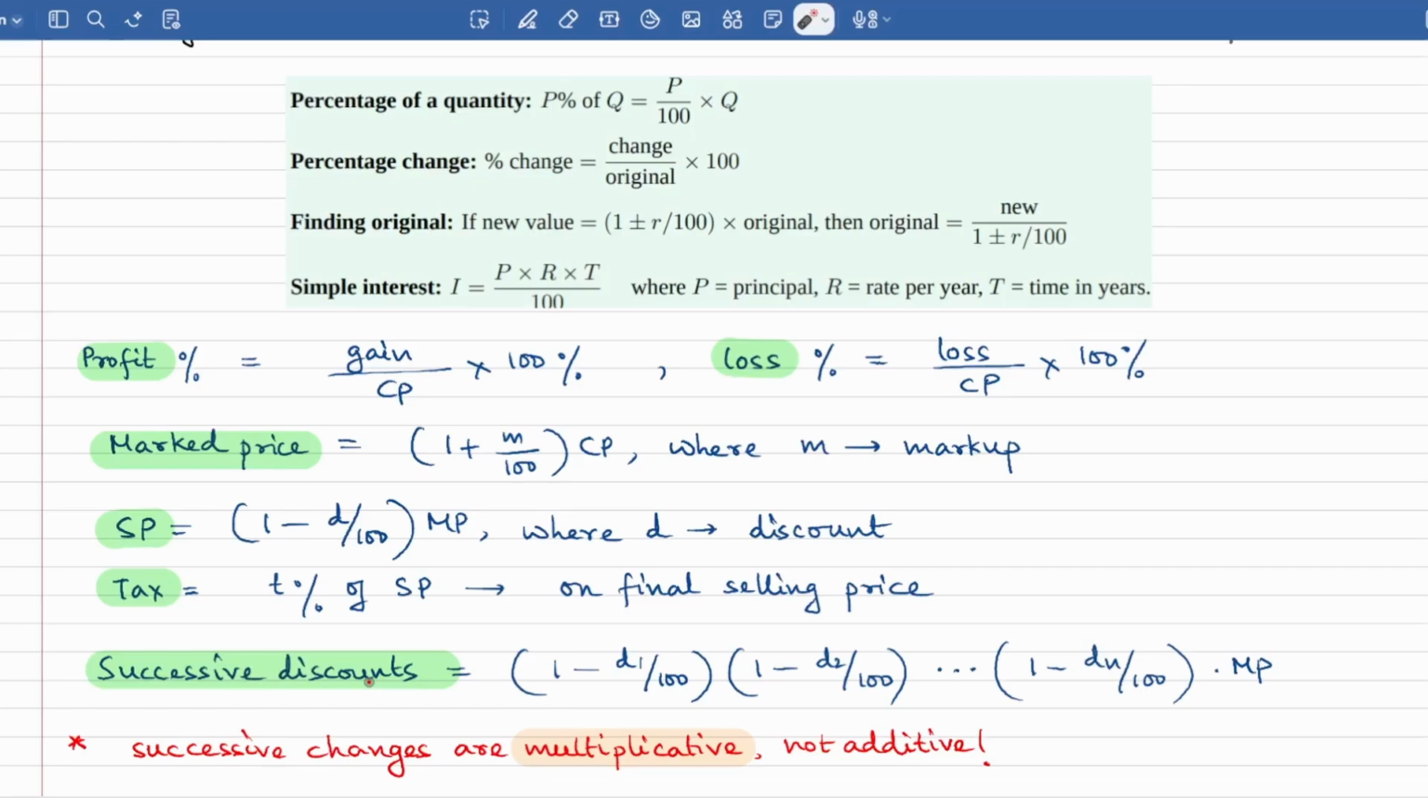If let's say a shop says buy one item get 10% off, buy two items get another 10% off, that doesn't mean that you are going to get a 20% discount. That means if your first item cost 100, after 10% discount it will become 90, and after the next 10% discount it will become 81. It will not become 80. So effectively they are offering a discount of 19%, not 20%, which is 10 plus 10.